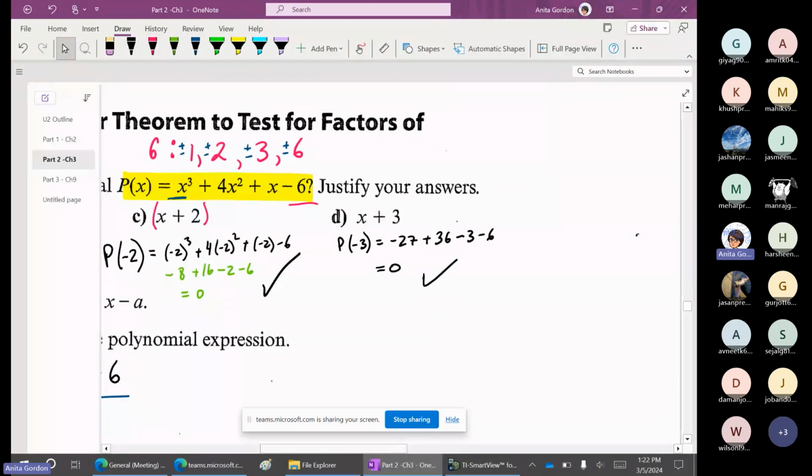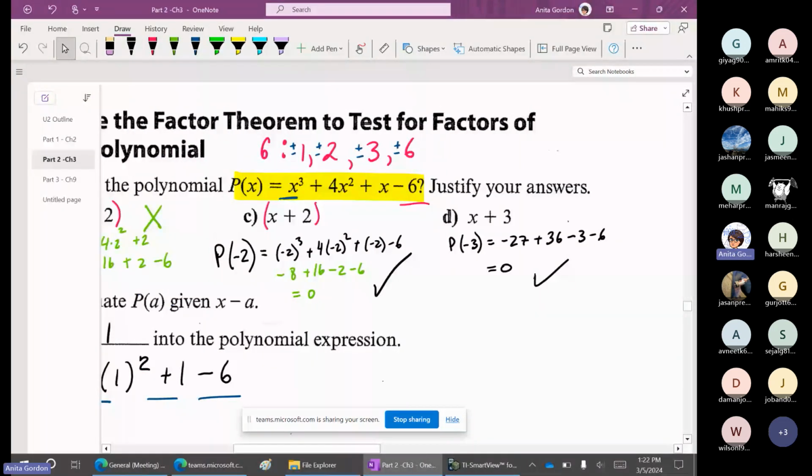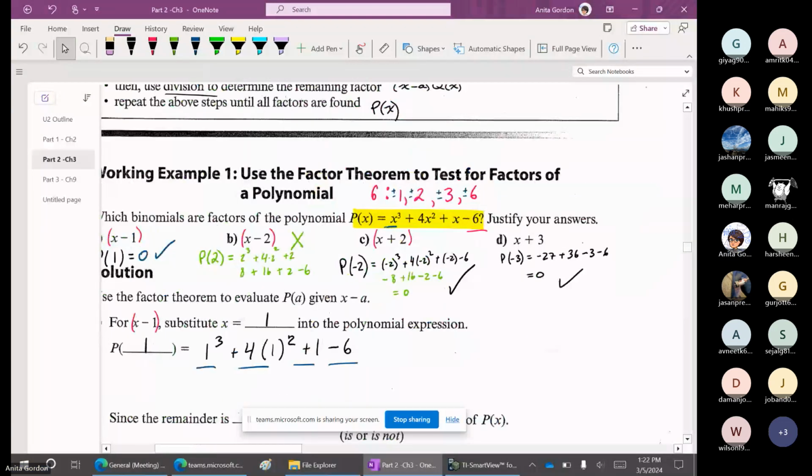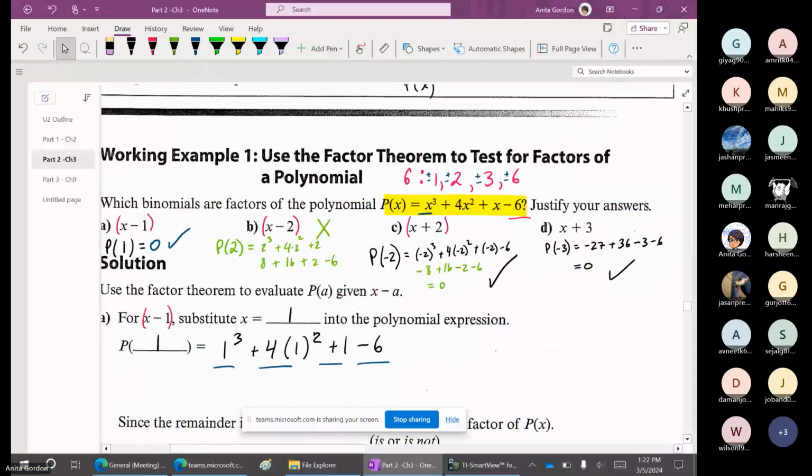Why am I stopping? Why don't I test the rest of them? What's my degree? 3. What is the maximum number of roots I can have? 3. How many roots did I find? 3. So I'm done. I stop.